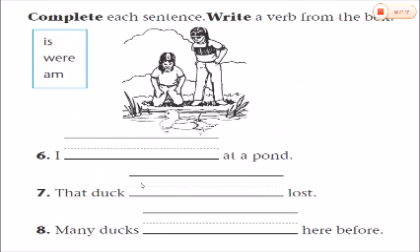I was at a pond. Is or were or am? Am. I am at a pond. Here, that duck. What here? That duck. Is the subject here one or more than one? One. So we take what? Is or were or am? Is. Excellent. Here, many ducks. What here before? Here the subject, many ducks, is one or more than one? More than one. So we take what? Is or were or am? Were. Thank you.